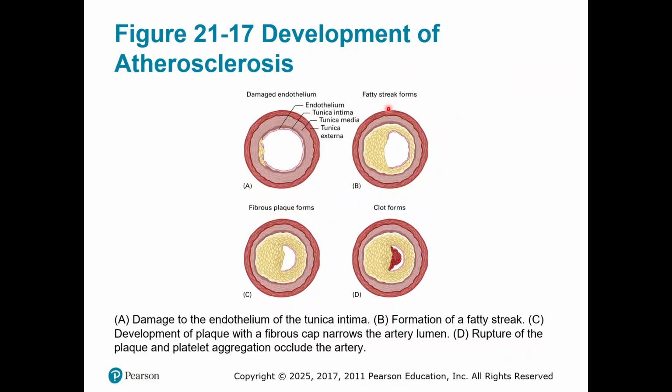And so the fatty streak forms here. It just keeps growing, the lumen getting smaller. And blood has to go through this, right? And it gets larger. Now, when this plaque ruptures, see the red? Now that's platelets right there. That's your platelets.